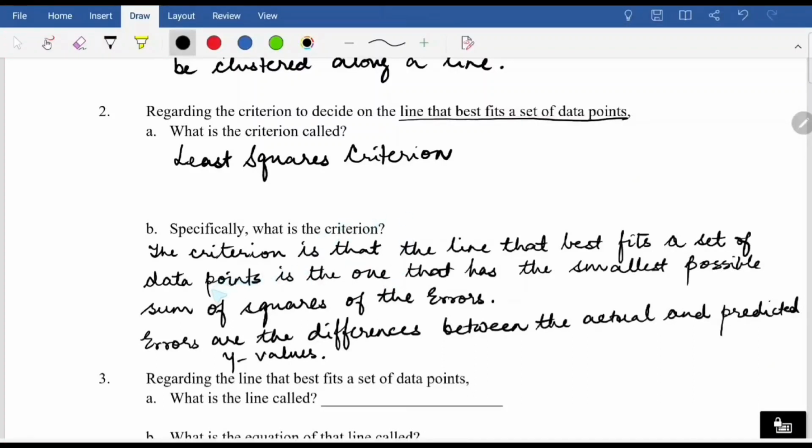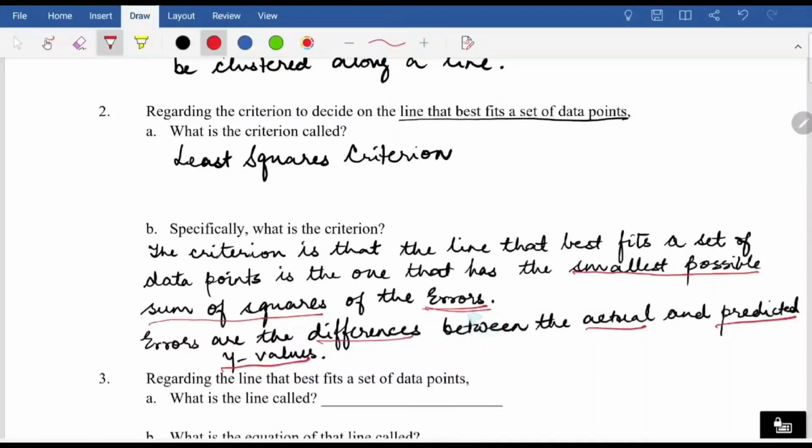Now part B is asking what is the criterion, so we have to describe what the least squares criterion is. So I'm going to read it out. I have it written down here. It says the criterion is that the line that best fits a set of data points is the one that has the smallest possible sum of squares. So there is a squaring involved, and then there is a summation of the squares of what? Of the errors. But what are errors? Errors are the differences between the actual and predicted y values.